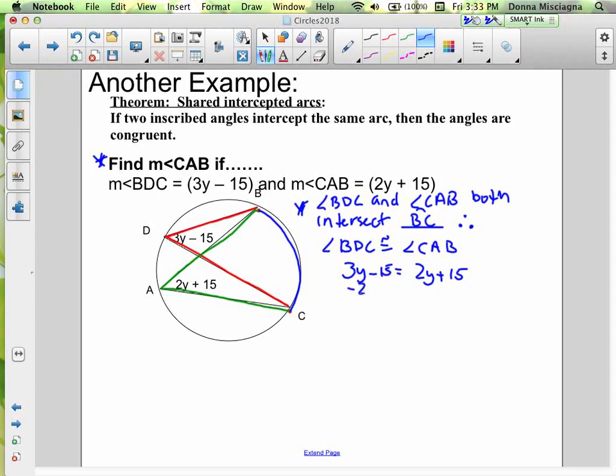All right, so now let's solve. Let's get the y's on one side. We'll subtract 2y from both sides to keep y positive. 3y minus 2y is y.